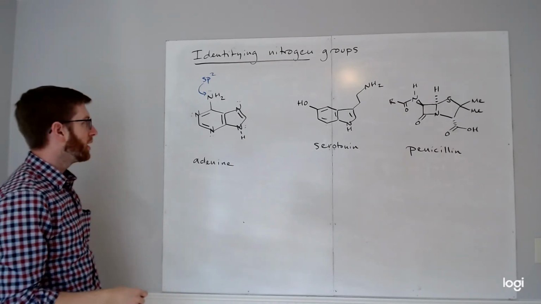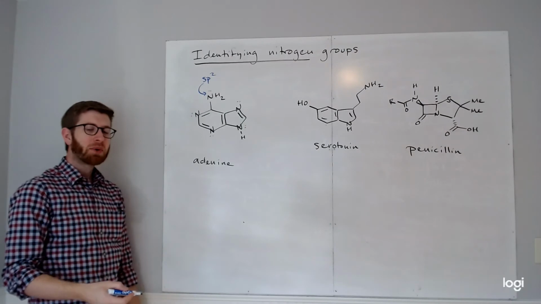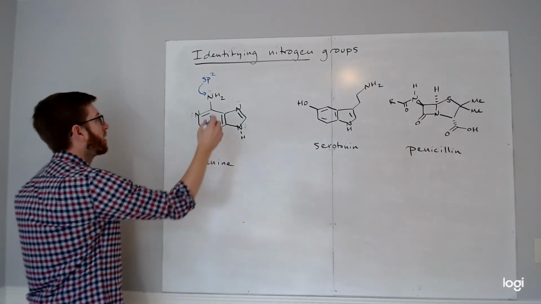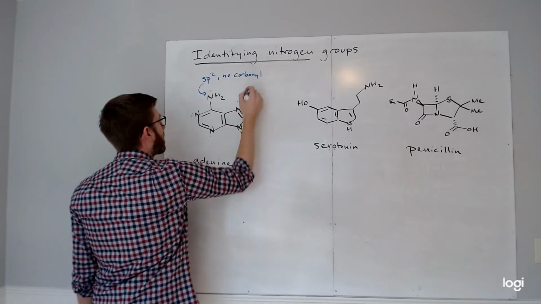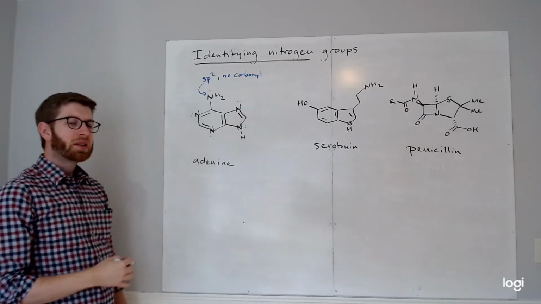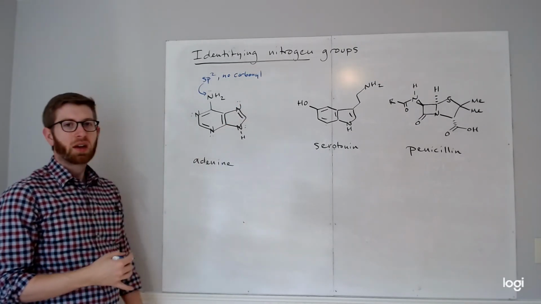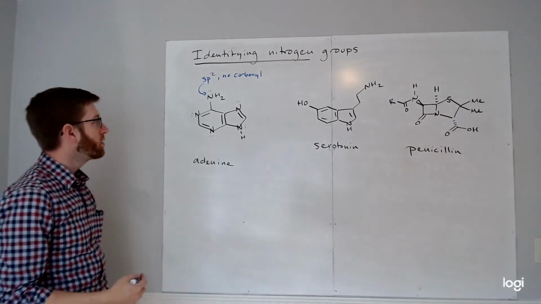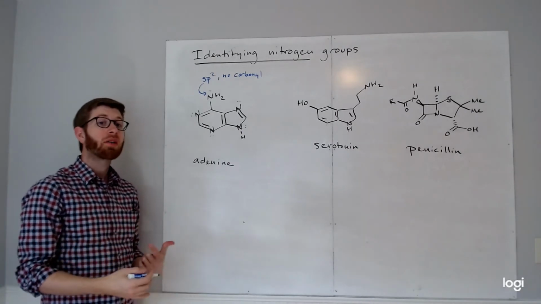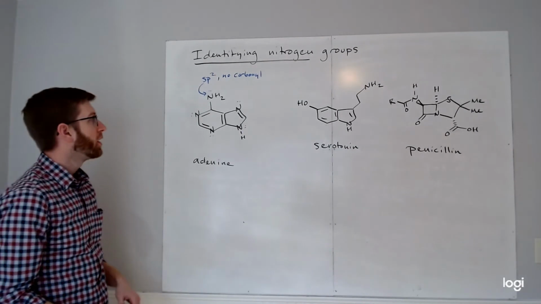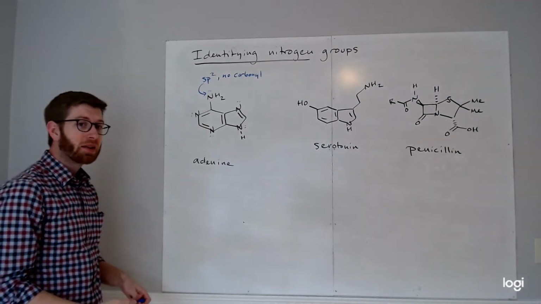I'm not entirely sure yet. It's definitely not an amide. There's no carbonyl. And so what I need to decide is, is this an aniline or is this a heteroaromatic amine? To make that decision, I'm going to decide, is this nitrogen actually a part of the ring? And the answer is no. So this nitrogen is an aniline.